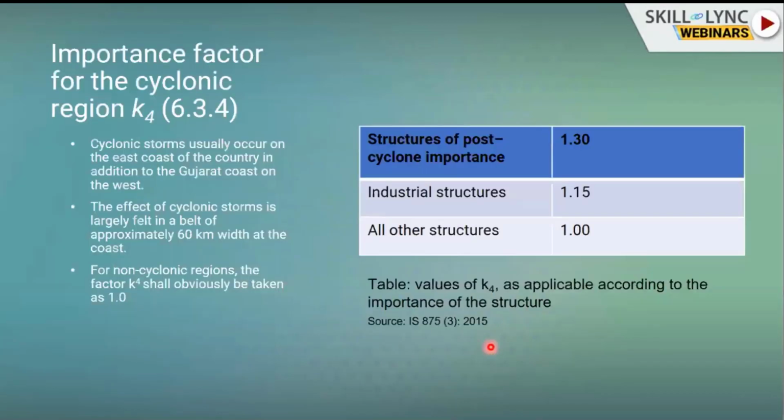And then the final K4 value is for the cyclonic effect. For most regions of India, you don't have to worry about that. You'll fall into the category of all other structures with a K4 value of 1. But for areas where you have a high probability of cyclonic wind, most of the east coast of India and some of the west coast of Gujarat, you have a high K4 value that you have to multiply. Cyclones are basically winds which are very high in speed and cover large areas, up to 60 kilometers of width at a time, and are very damaging.